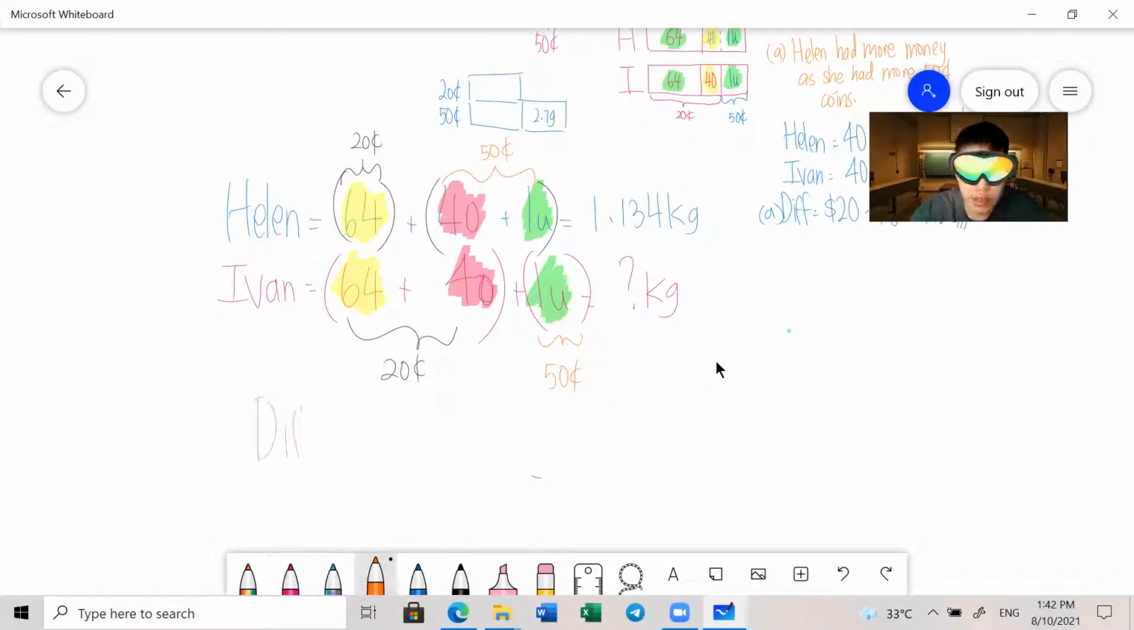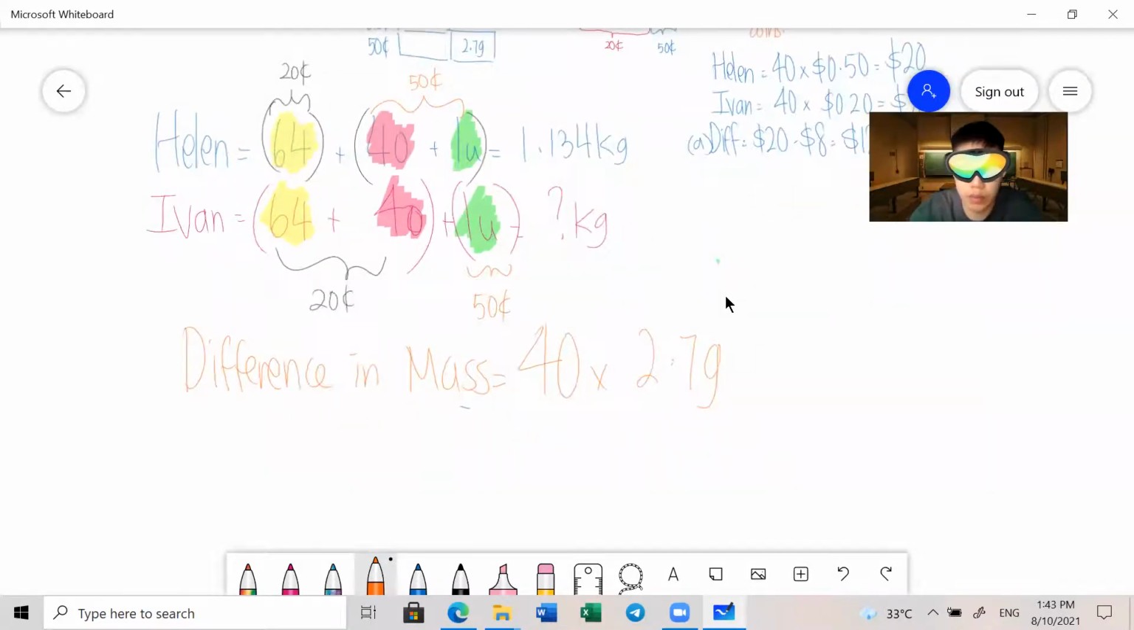So their difference in mass is simply 40 coins times 2.7 grams. Because if one 50-cent coin is 2.7 grams heavier than a 20-cent coin, I can find the difference in mass for 40 50-cent coins. When you do 40 times 2.7, you'll get 108 grams. Of course, you want to convert this to kilograms because later in the question, they ask you to express it in kg.